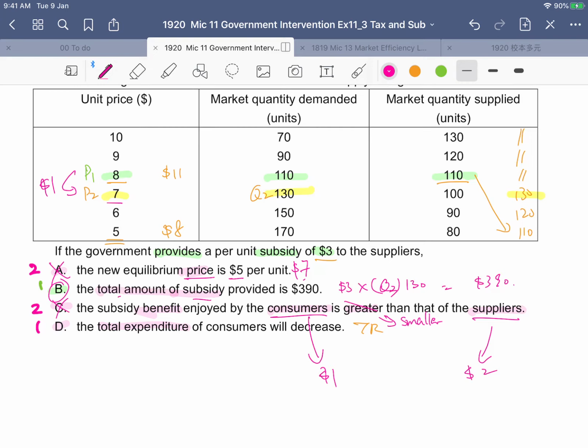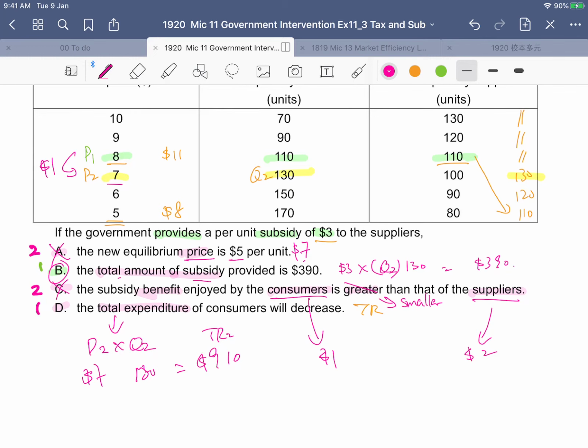And the last one is about the total expenditure, which means total revenue of the consumers. First of all, we use P2 times Q2. P2 is $7 and Q2 is 130, so we find $910. This is TR2. What is the original one? The original is P1 times Q1: P1 is $8 times 110, so 880. We find that TR is actually $30 more, so it increases, not decreases. So answer D is not correct.